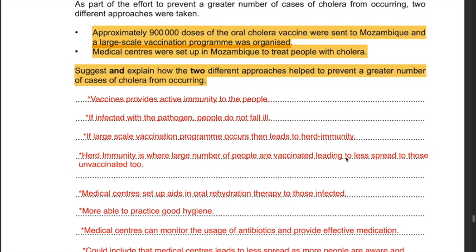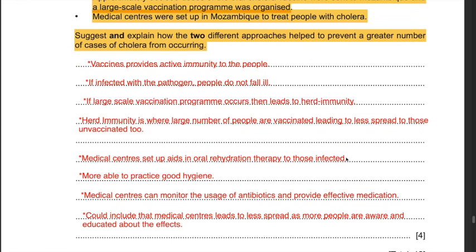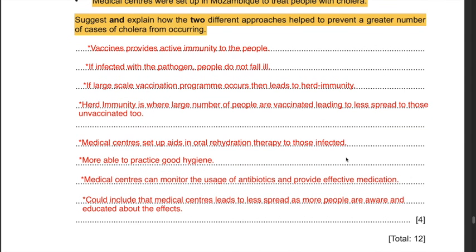Then if you look at approach 2, medical centers being set up. Medical centers set up aid in oral rehydration therapy to those already infected. If a person is infected with cholera and is not vaccinated, then medical centers could help that infected person by aiding in the oral rehydration therapy. And more are able to practice good hygiene. Medical centers can monitor the usage of antibiotics and provide effective medication. You could also mention that medical centers lead to less spread as more people are aware about the disease, cholera, and educated about its effects. And that will leave you with 4 marks.